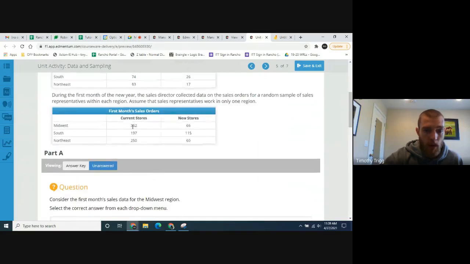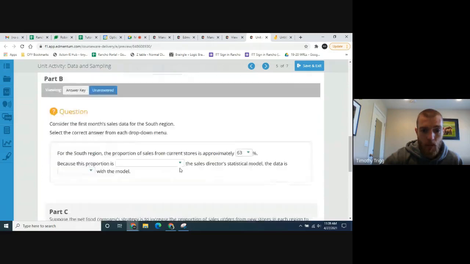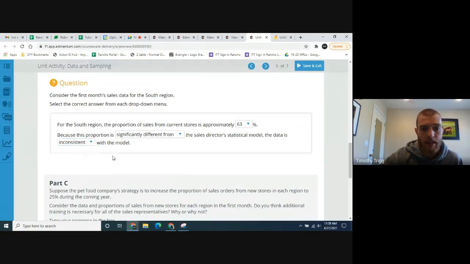But that's not close to what they wanted, right? They wanted 74% from current stores from the model. So this is significantly different from the model. So this is inconsistent with the model.